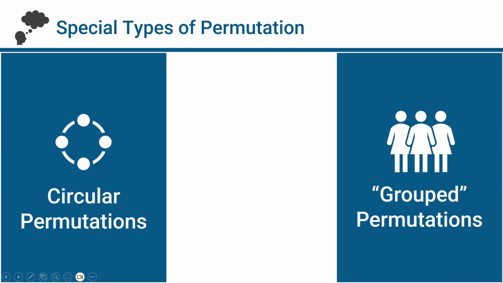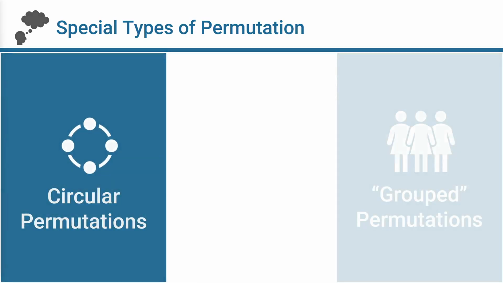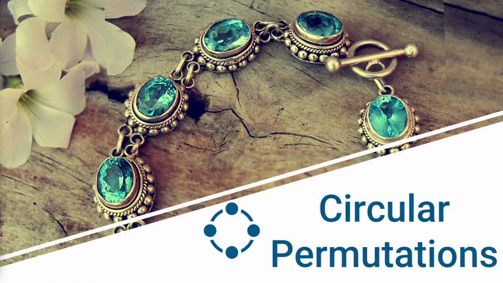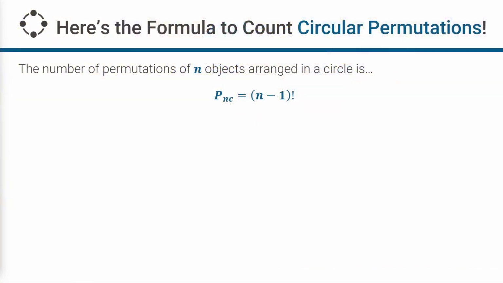Now I'm gonna be doing a separate video for each. For now we're gonna be doing the circular permutation, so that you can actually digest it properly. All right, so here is the formula for a circular permutation, wherein the number of permutations of n objects arranged in a circle is n minus 1 factorial.